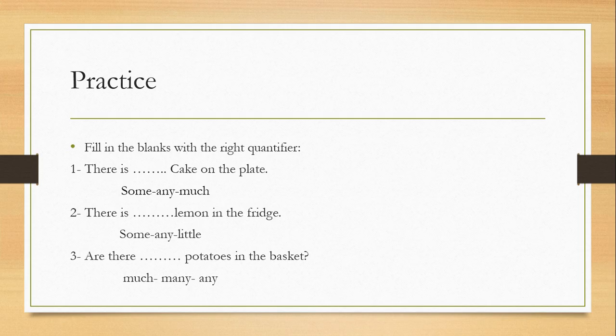There is blank cake on the plate. So what do you think? What should we use here? We have cake. Cake, is it countable or uncountable? It's countable. We can say 1 cake, 2 cakes, 3 cakes. Alright? So do we have a positive sentence or a negative or a question? So we have a positive statement, so we can use some. There is some cake on the plate.